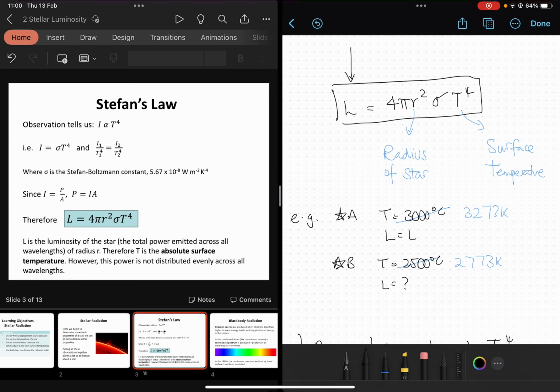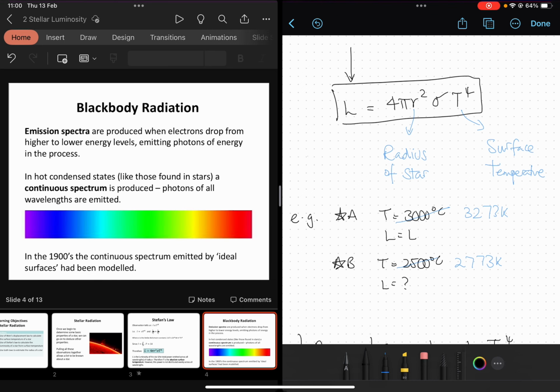However, when astronomers began to look at how that power was being distributed by a star, they noticed that there wasn't an equal amount of power from every wavelength being emitted. And so what they did in response is they began to model what that might look like mathematically. As we'll see later in the unit, stars are emitting radiation. And we've seen this idea before in quantum physics, whereby an excited electron drops down to its ground state and releases all of that energy in the form of a photon.